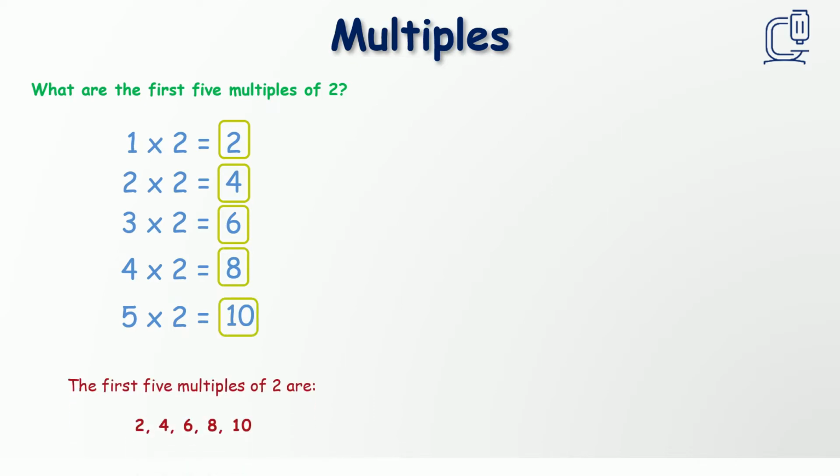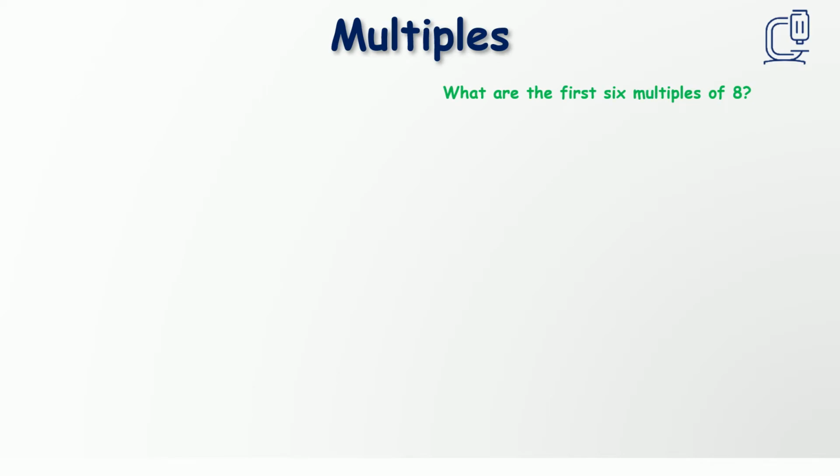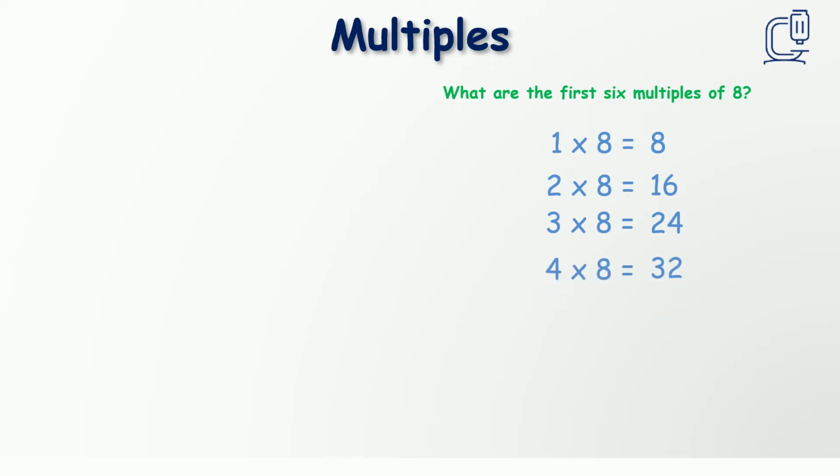Let's go through another example. So the question here is, what are the first 6 multiples of 8? So the first multiple is 1 times 8, which gives us 8. Second multiple is 2 times 8, giving us 16. Then we have 3 times 8, which gives 24. 4 times 8, which gives 32.